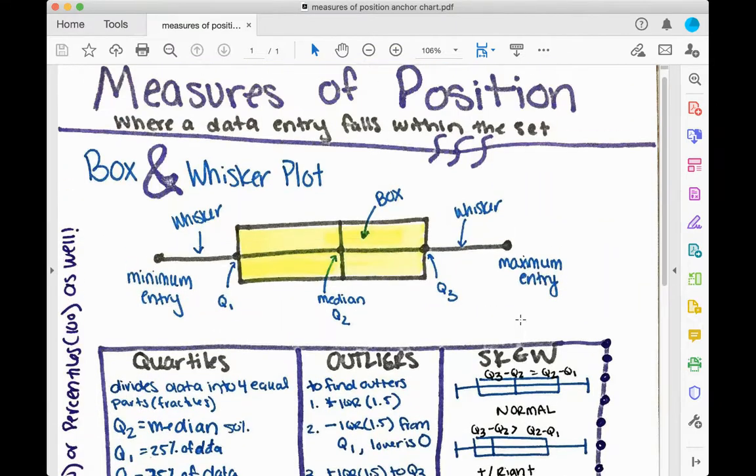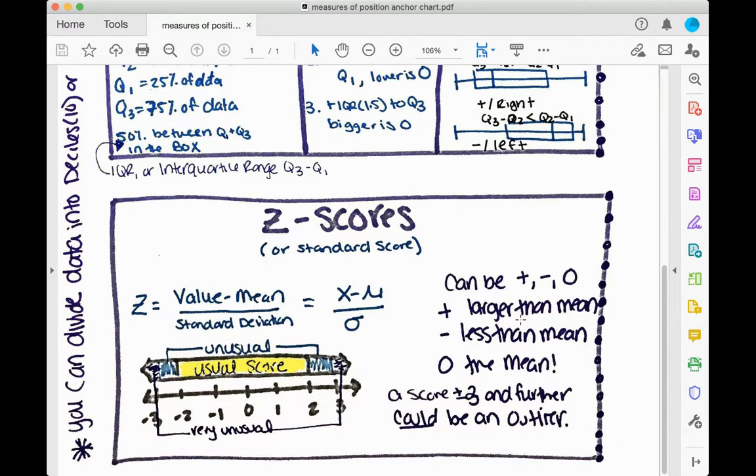But the other way that we measure position is via a z-score. So z-scores are so imperative to statistics. We study it all the time in normal distributions, and we can do z-tests, and it's just something we'll be using the rest of the year. And it has to do with this formula right here.